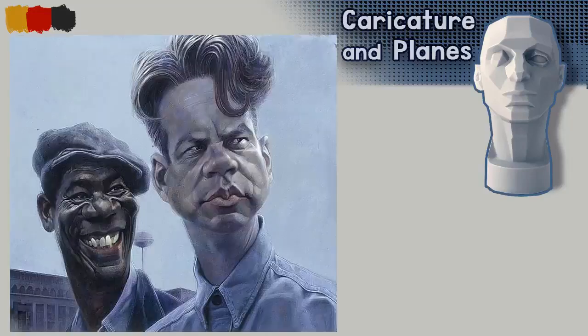And I'll just bring up this image by world-renowned caricaturist Sebastian Kruger. This caricature not only captures the likenesses of Tim Robbins and Morgan Freeman from The Shawshank Redemption, but it designs the planes of the head in a cartoony, surreal kind of way, in a way that is exaggerated. And exaggeration is at the heart of caricature.